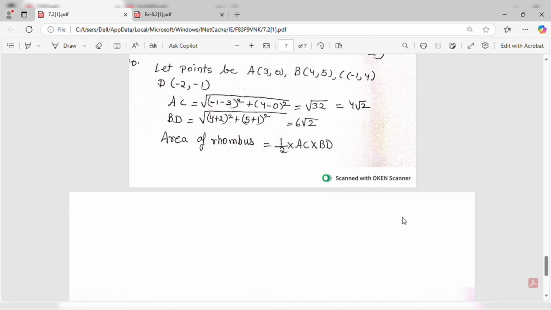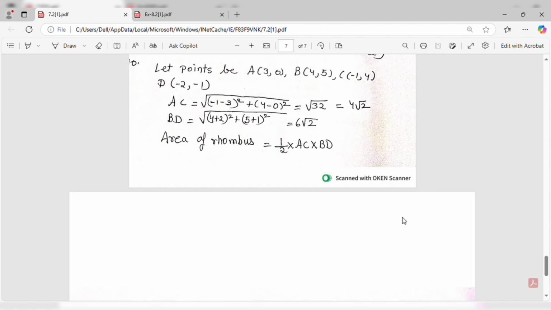Question number 10. Find the area of a rhombus if vertices of it are (3, 0), (4, 5), (minus 1, 4) and (minus 2, minus 1) taken in order. So we know area of a rhombus is 1 by 2 into the product of its diagonals. So first we will find diagonals of the given quadrilateral. Diagonals are AC and BD.